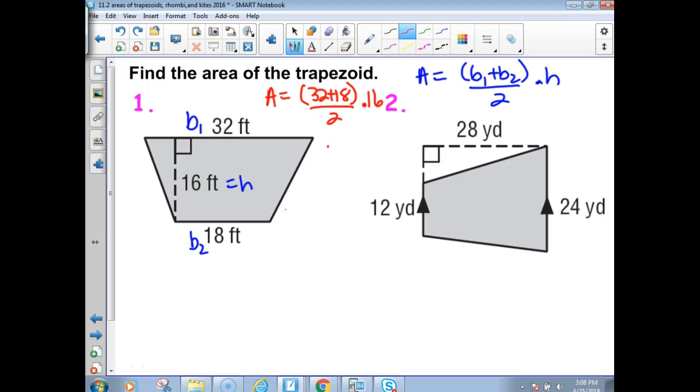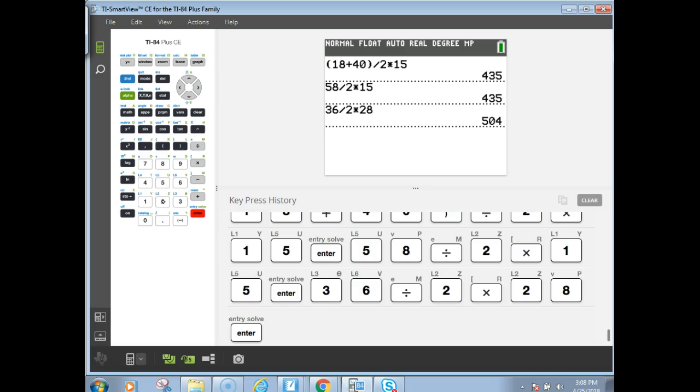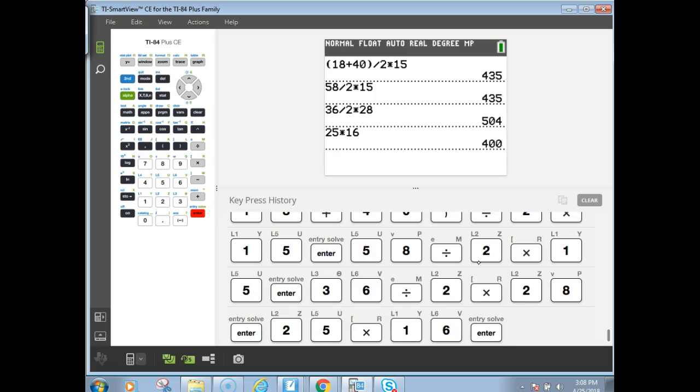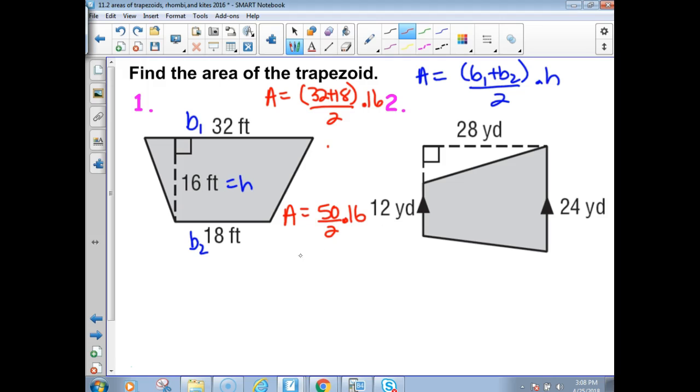So 32 plus 18 is 50. 50 divided by 2 times 16. I would either type in 50 divided by 2 times 16 on my calculator or do 25 times 16, because if I do 25 times 16, it's even less to type. And I'm sure you can divide 50 by 2 in your head. Should get 400 regardless. And it's in square feet.